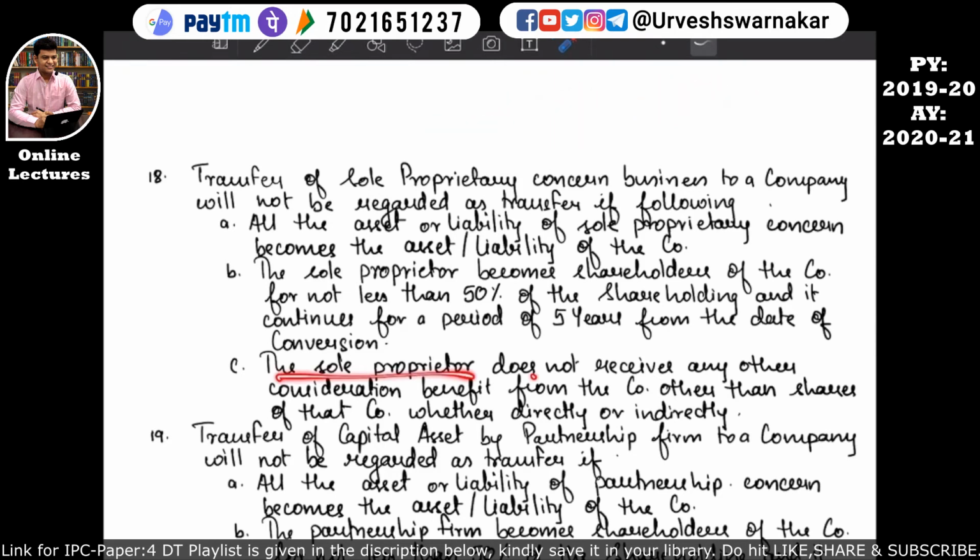And the sole proprietor does not receive any other consideration or benefit from the company other than the shares of the company, whether directly or indirectly. I hope this is quite clear to you all.